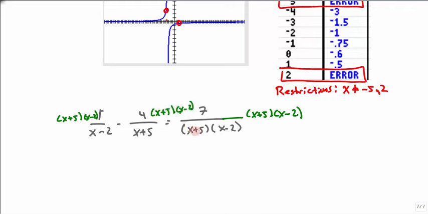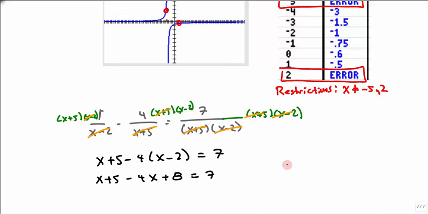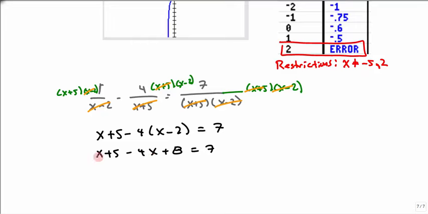Now what happens here is these cancel. The x plus 5s and the x minus 2s cancel. Here the x minus 2s cancel, and here the x plus 5s cancel. So I am left with this 1 times x plus 5 minus 4 times the quantity x minus 2 equals 7. Minus 4x plus 8. Combining my like terms, x minus 4x is a minus 3x. And then I have 5 plus 8 is 13 here, equals 7.